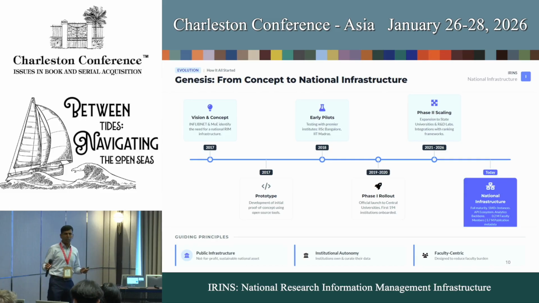The guiding principle when we create this IRINS instance is that it should be faculty centric. Faculty has to feed their basic information, which includes their academic name, affiliation, then academic identities. Then the institute has its own control over which kind of data they want to show outside, and they can generate various reports. Then it is like a public infrastructure.